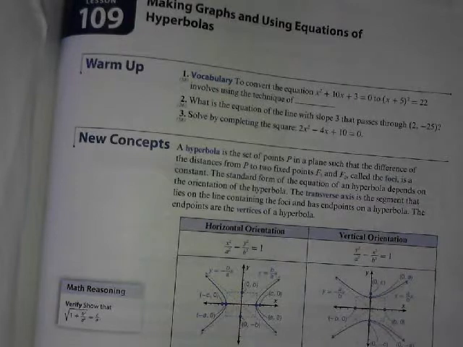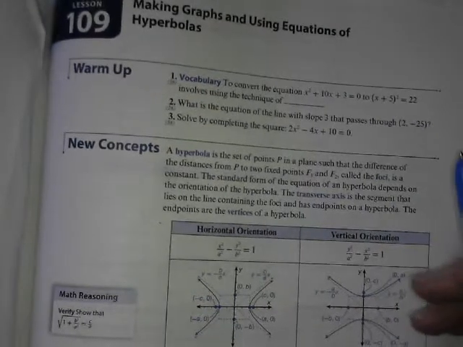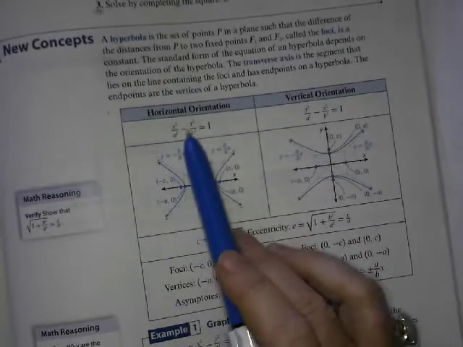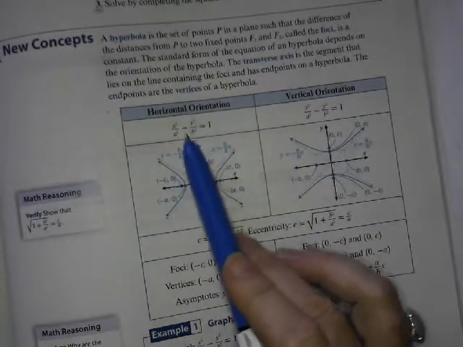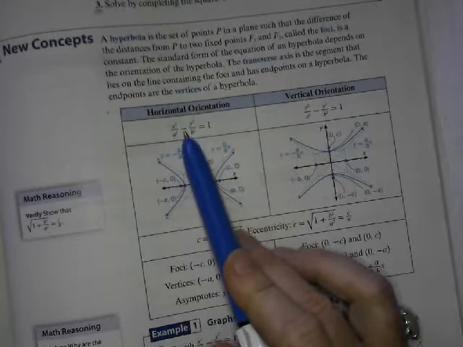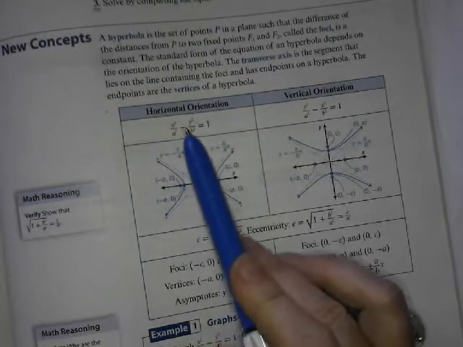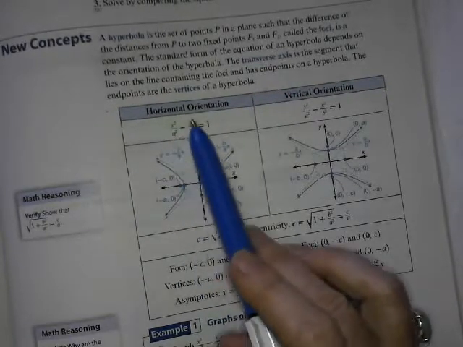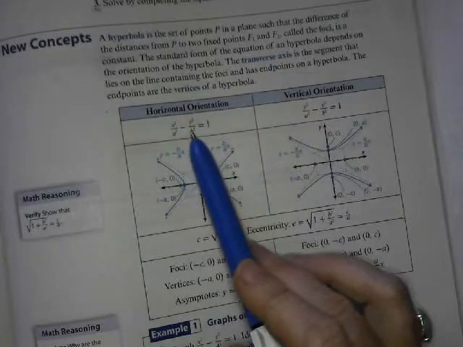We're learning about hyperbolas. A hyperbola is exactly like an ellipse. Well, it's not exactly like one, but the equation looks exactly like it, except an ellipse has a plus sign, and the hyperbola has a minus sign. You have x squared over a squared, y squared over b squared.